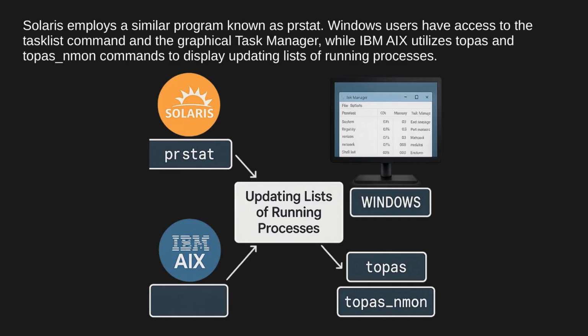Solaris employs a similar program known as prstat. Windows users have access to the tasklist command and the graphical Task Manager, while IBM AIX utilizes topas and topasrec commands to display updating lists of running processes.